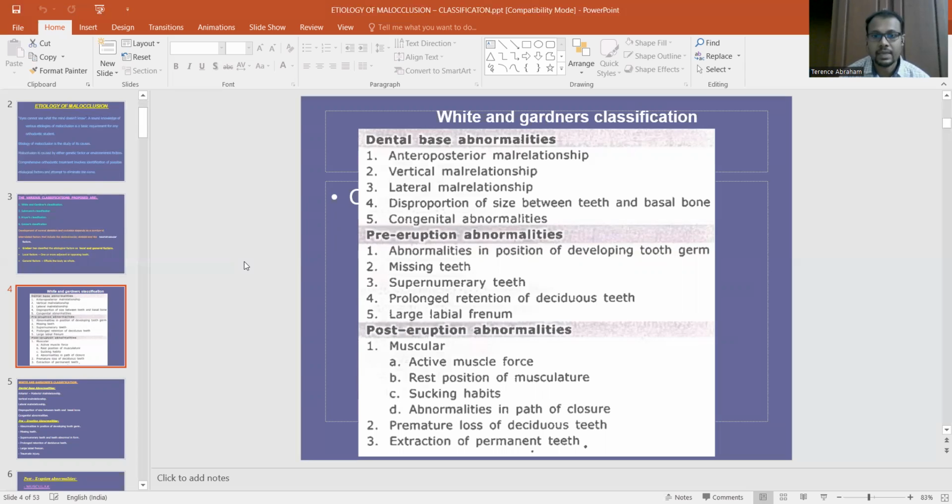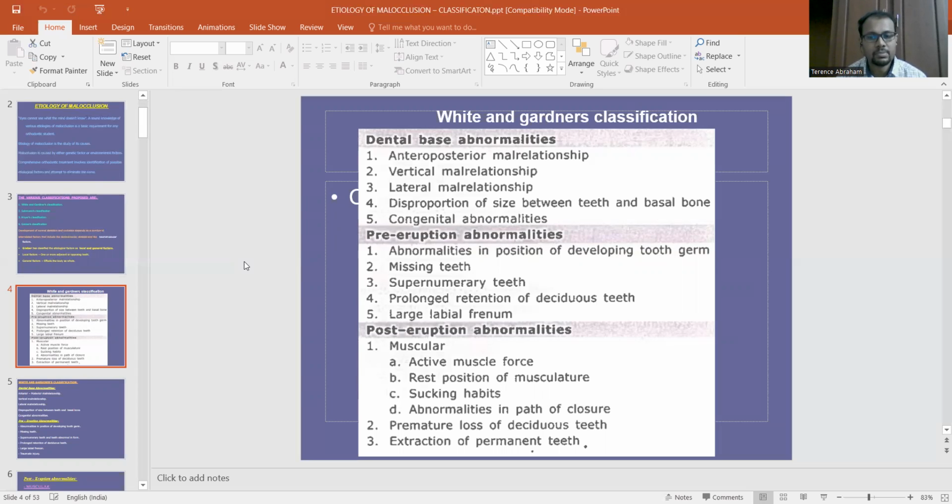Then coming to the pre-eruption abnormalities, that is abnormalities in the position of a developing tooth germ, or the presence of missing teeth, presence of supernumerary teeth, prolonged retention of deciduous teeth, and high labial frenum. All these can cause various malocclusions. These are the pre-eruption abnormalities.